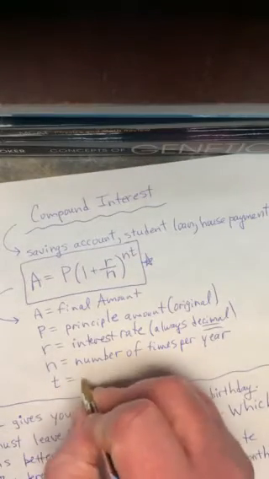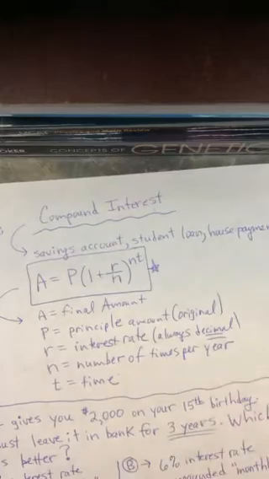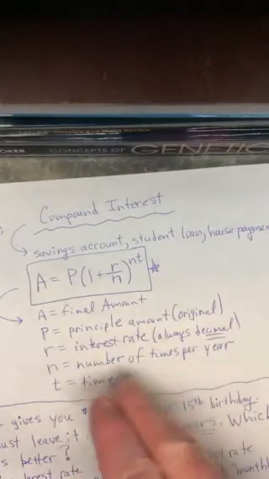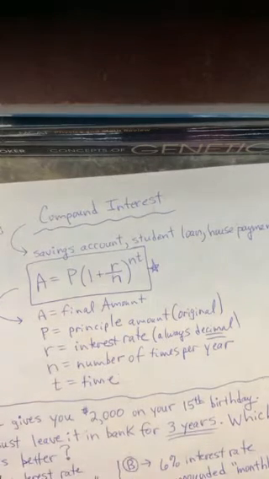T, of course, is the total amount of time that the money is in the bank, the total amount of time that you're going to use to maybe pay back a student loan, right? To see how much money you're going to owe them in the end, okay? Or to pay back a house payment.